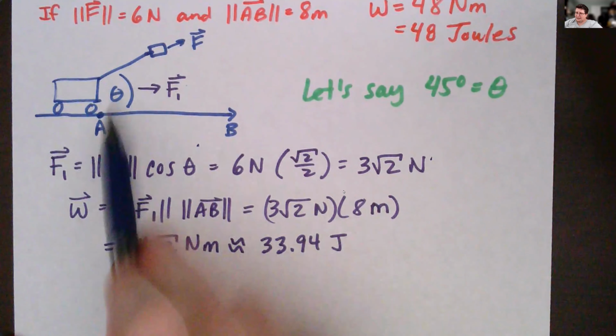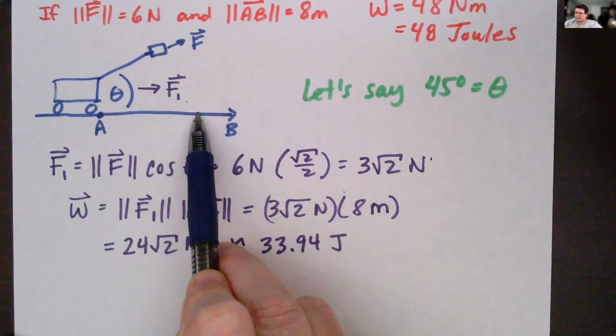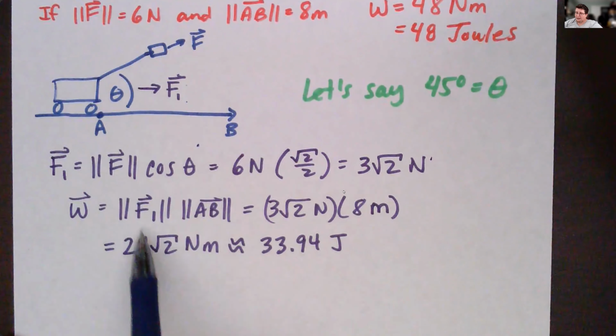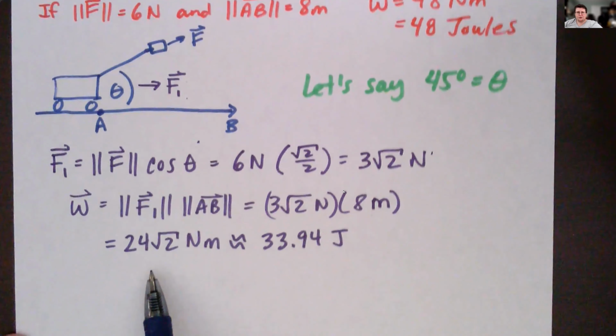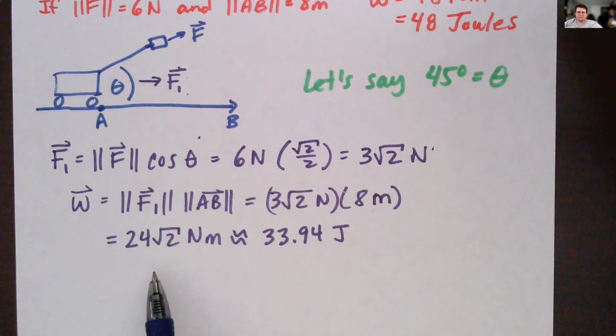So then if we're doing that now, F1's in the same direction. Cosine of theta is 1. We've got F1 times AB is 3 root 2 times 8 meters. We get 24 root 2 Newton meters or 33.94 joules.